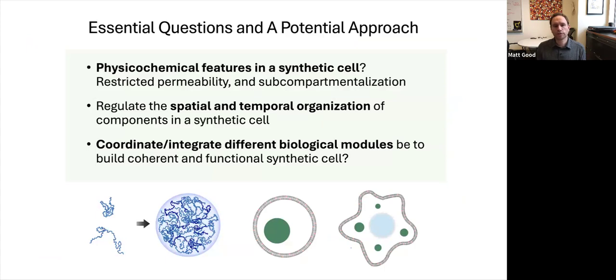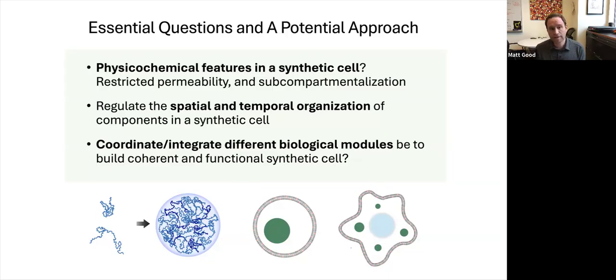Okay, so as a preface, I want to explain what I think are really essential questions and pitch a potential approach. In thinking about a protocell or synthetic cell, what are really the features that would be useful? I think a key point is restricted permeability, this idea of compartmentalized components such that you don't have free diffusion among these discrete subcompartments. Importantly, we would like to have some type of spatial and temporal regulation of this assembly or the separation, segregation of components.